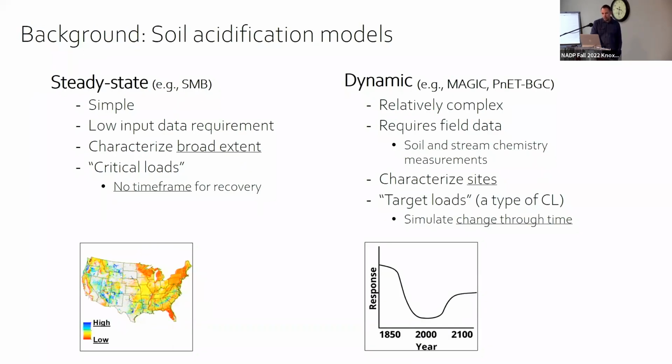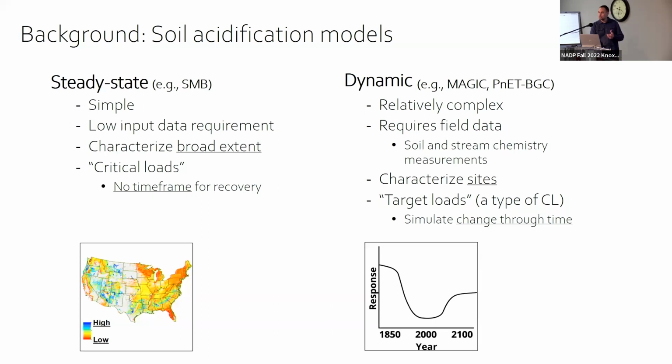Here's some background on the 2 main types of soil acidification models that we use for generating critical loads: the steady state and dynamic models. The steady state models are relatively simple. There's a low set of input data requirements. They can be used to characterize broad extents, and we generate critical loads from those models. There's really no time frame for recovery specified; it's just under a steady state condition. You can see the map there, a map of critical loads using the steady state model across the United States, forested areas only.